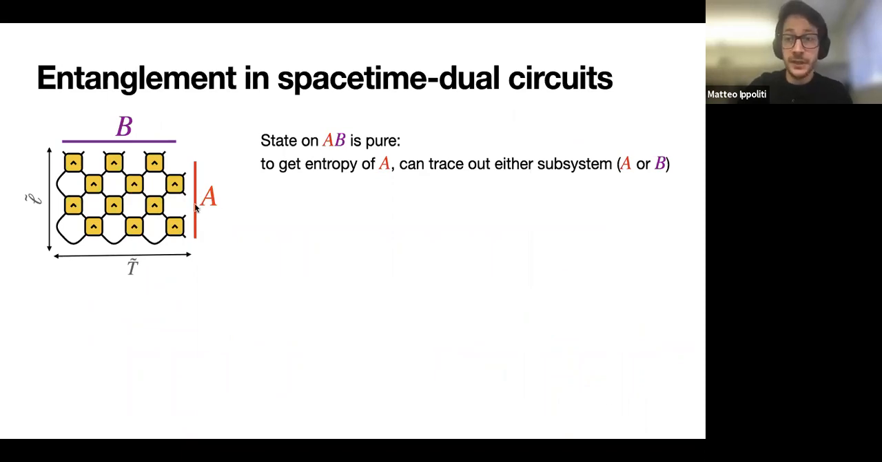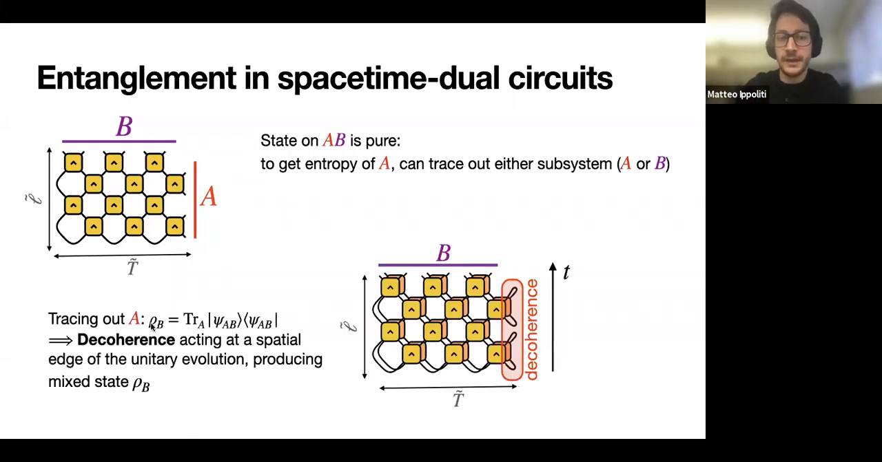Because we have a pure state here, we can get the entropy of A by tracing out either A or B. It doesn't really matter. It's the same thing. So it's convenient to trace out subsystem A and get a density matrix on B. So doing that means that you have now two layers of the circuit. One of them is this ket, and one of them is this bra. So you can imagine the ket is the top layer, the yellow gates, and the bra is the bottom layer, or the shaded gates. And then this partial trace amounts to connecting the ket and the bra along those particular qubits, which would be these closed loops here on where A used to be.